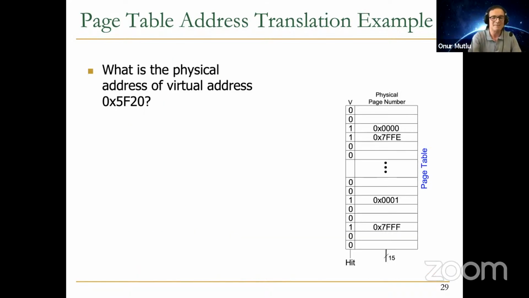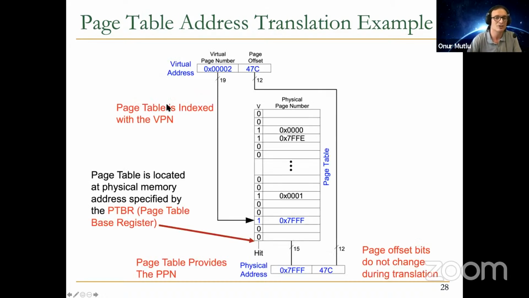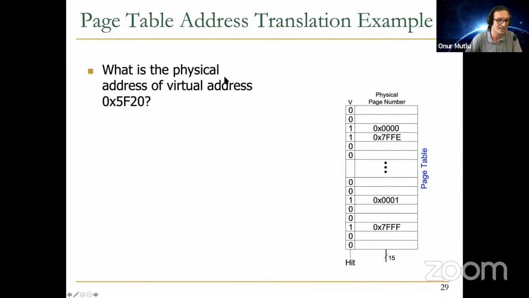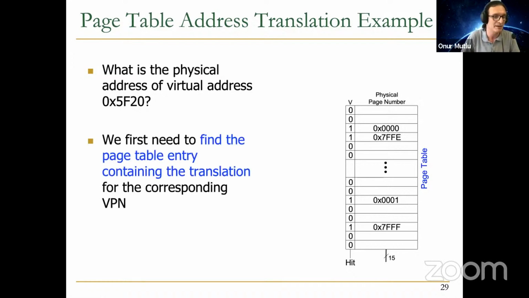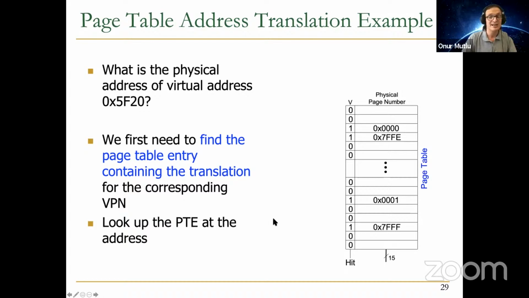Okay, so let's do some examples. You can do this on your own also, and it's also in your book. But basically, the question is, what is the physical address of virtual address 0x5f20? And by now, you know, we have the assumption that the last 12 bits are the page offset, and the top 19 bits are the virtual page number. The first step is, how do you determine the virtual page number? You first need to determine the virtual page number, and based on that, find the page table entry containing the translation for the corresponding VPN. And the hardware needs to do that in the processor. So hardware needs to look up the page table entry at the address corresponding to the virtual page number in the page table of this process.